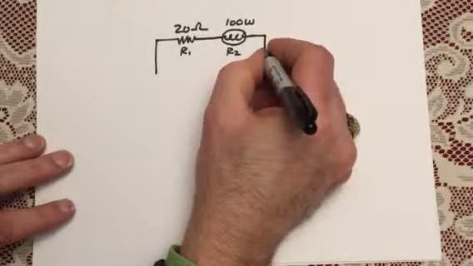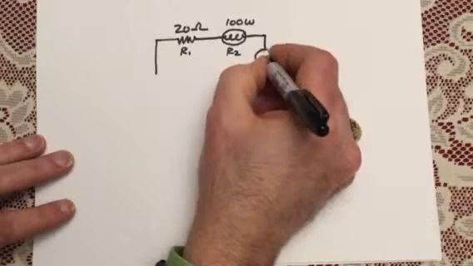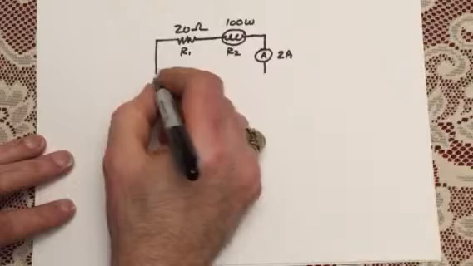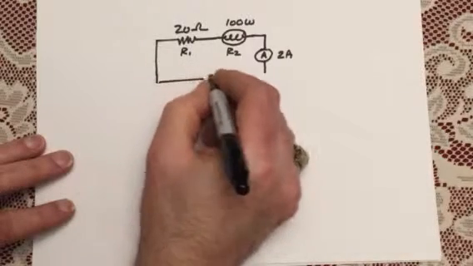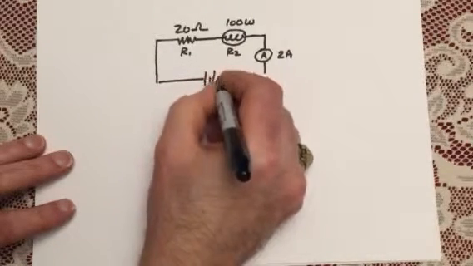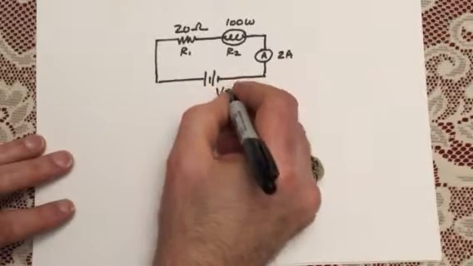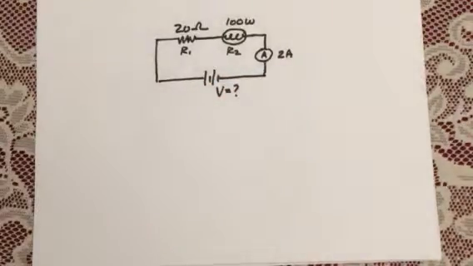Now, I'm going to place an ammeter right over here in the circuit. And that ammeter is going to read 2 amps. And here's what we want to find out. We want to find out what is the voltage at the source.